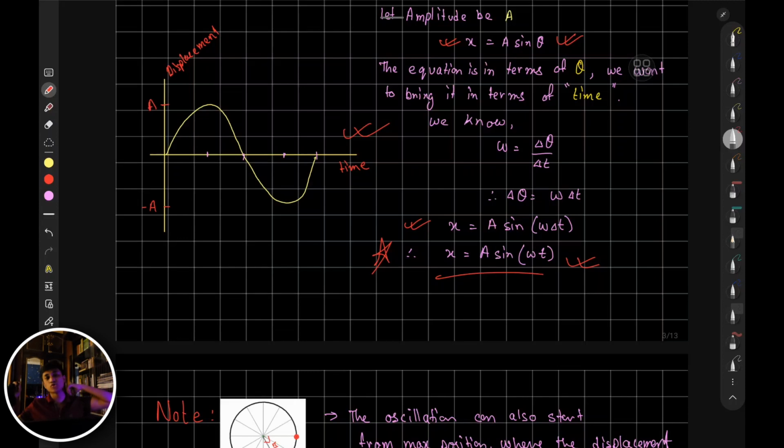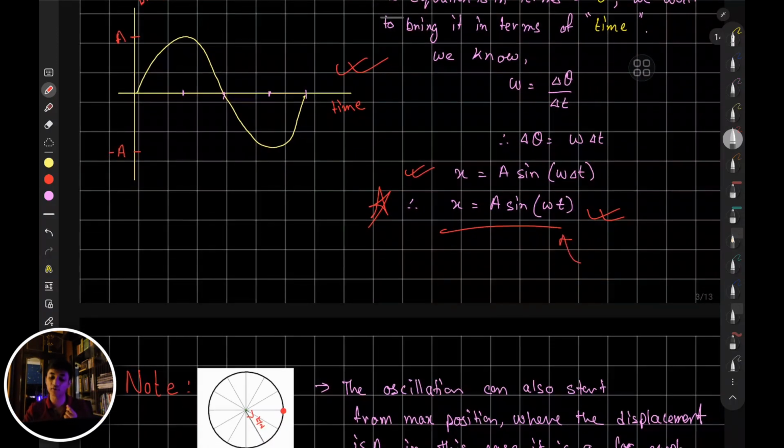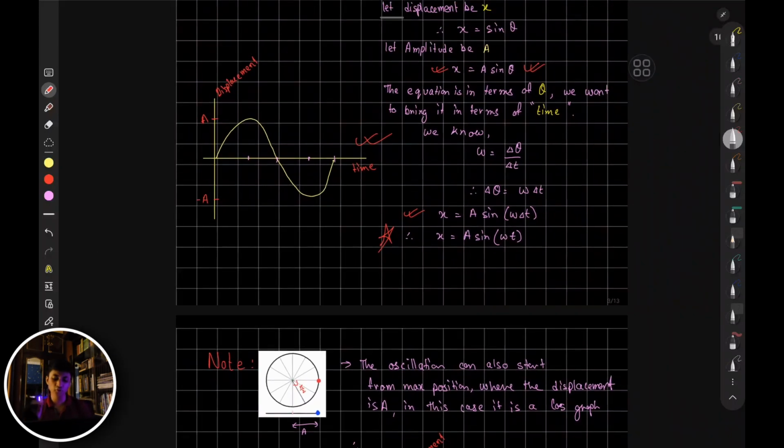What is this equation talking about? This is the displacement equation. If you know this equation for any curve, you can find out the displacement of the oscillator at any given time. What do you do? You plug in the value of time at any position. If you know the angular frequency, you plug in the value of angular frequency and the value of time, and the amplitude should be known to you, and you will get the displacement for any curve. So this is the beauty of this equation.